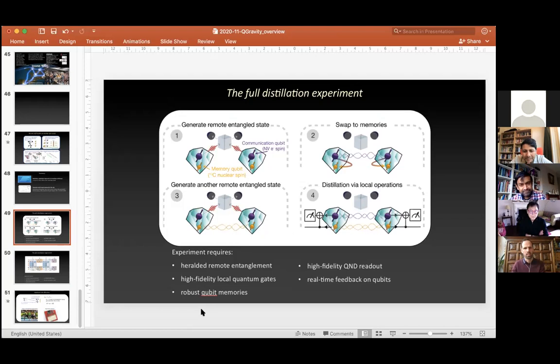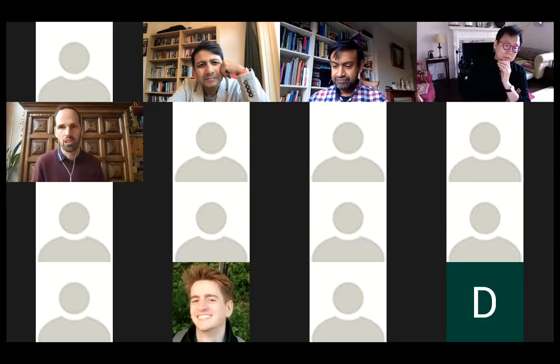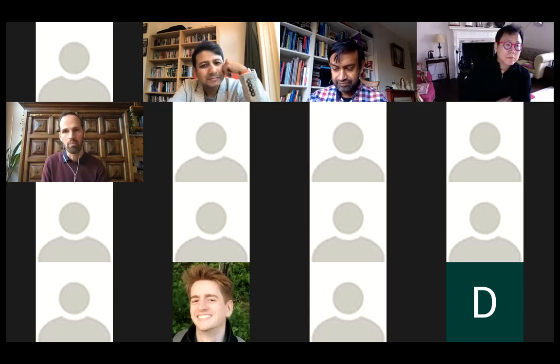And then we also did analysis there in terms of ebit rate. But I have to say this is still quite simple and quite limited. In the end, you would like to have many of these nuclear spins, and then you make many of these entangled states, of course, and then you try to apply these distillation operations. But this is definitely in the plans. Yes, absolutely.